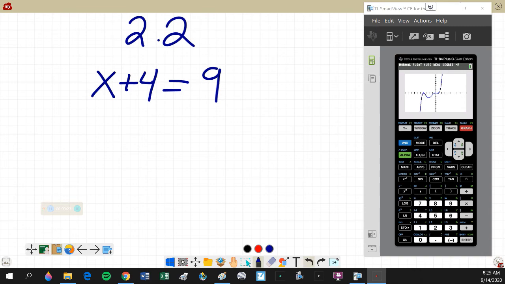Well, no, don't tell me what to do. What is this asking for? Right. What number plus 4 is equal to 9? Well, we can just do that in our head, right? What number can we add 4 to get 9? And the answer is 5.